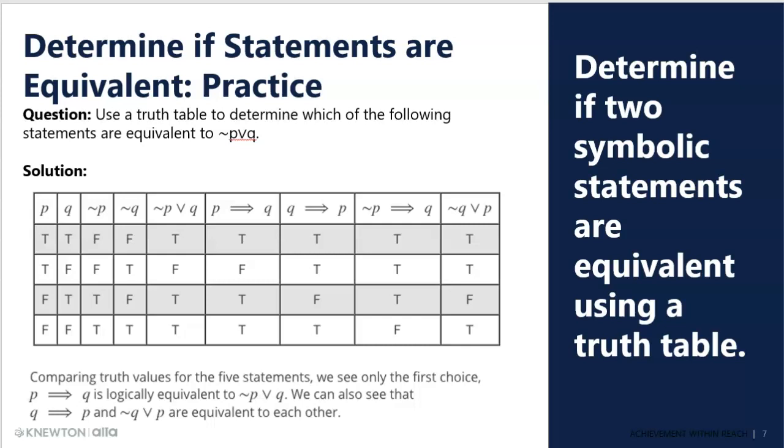Use a truth table to determine which of the following statements are equivalent to not P or Q. So these must be the statements they were interested in. This, and this. So they're going to make a bunch of truth tables. Notice that we have not P in this one. We have not Q in this one.